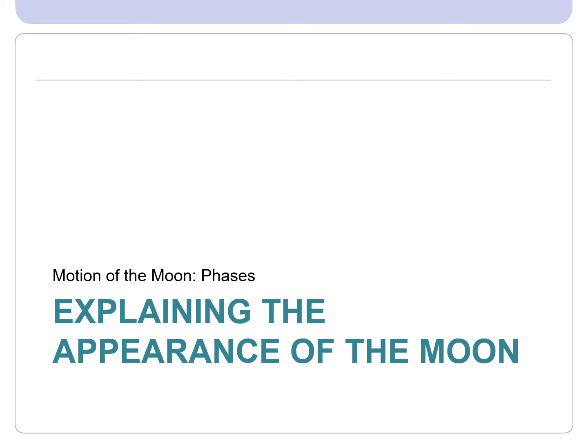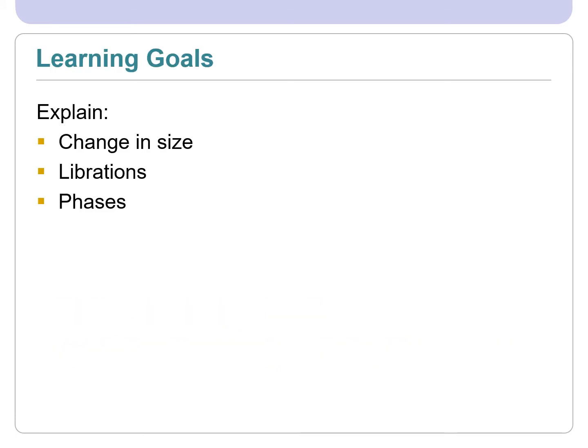This lecture explains the observations we've made of the moon's changing appearance. The learning goals of this video are to be able to explain the change in the size of the lunar disk, the librations, and the phases. A subsequent video explains how to predict moon phases.